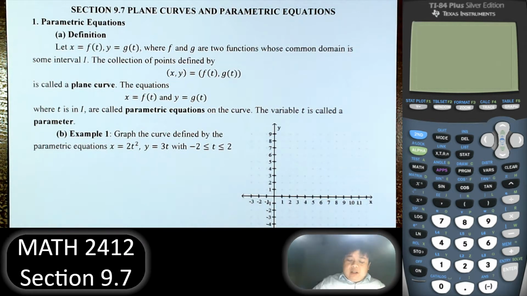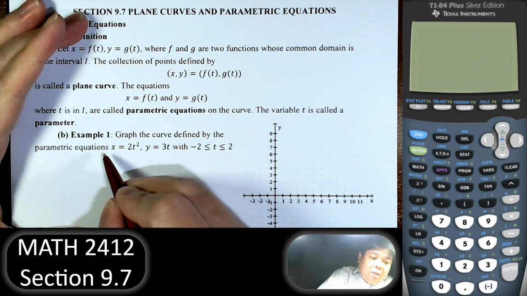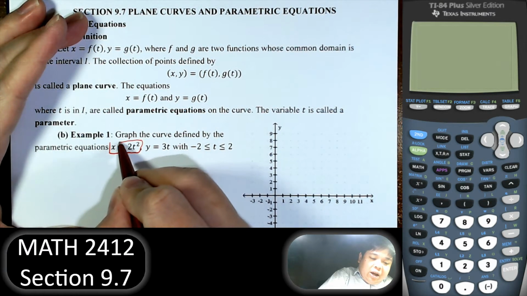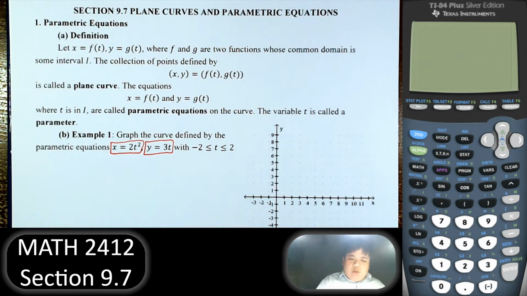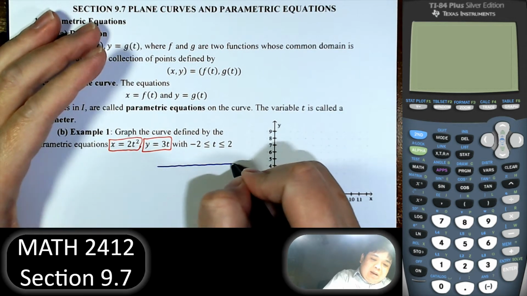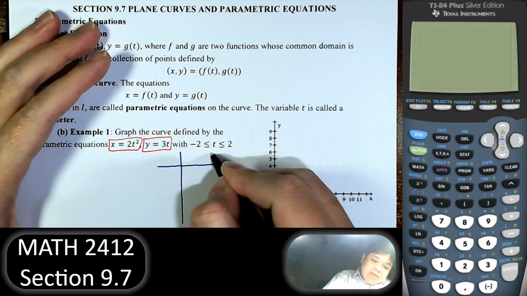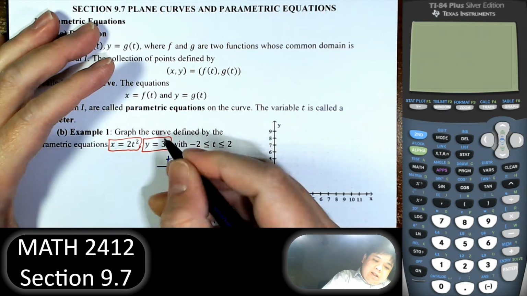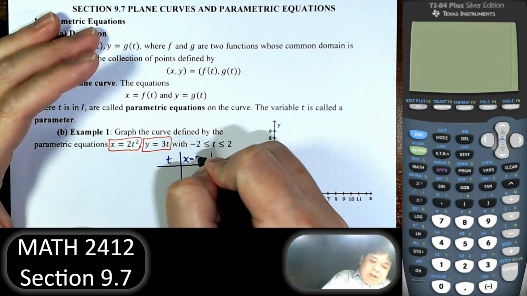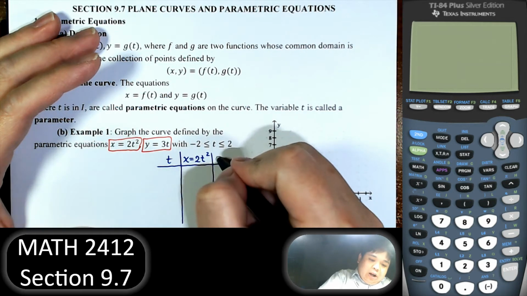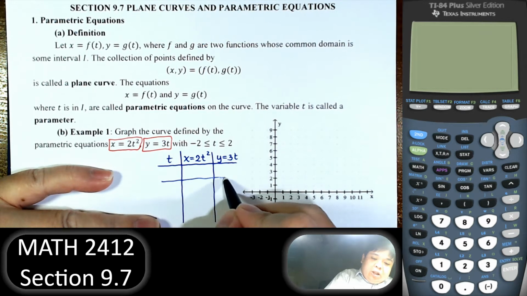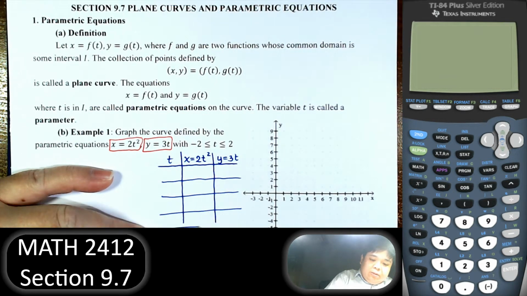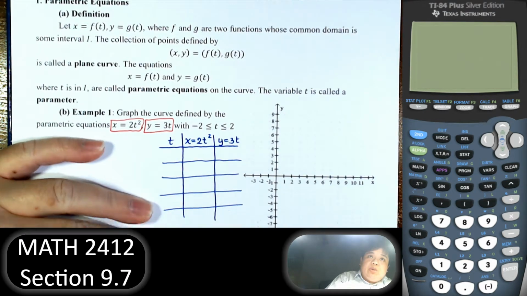Let's look at an example. Let's say we have the parametric equations x equal to 2t squared and y equal to 3t. First of all, we try to graph this, which is easy. We just make a table with x and y in it. x is equal to 2t squared, y equal to 3t. Let's have t go from -2 to 2, so let's choose -2, -1, 0, 1, and 2.